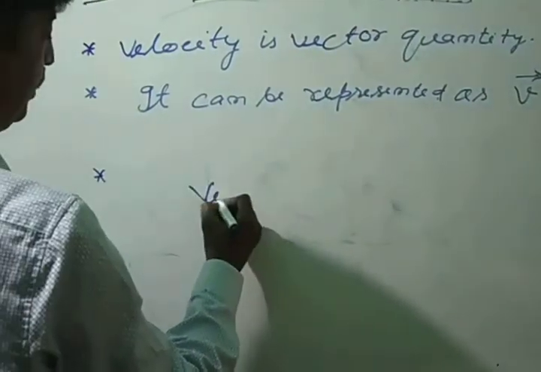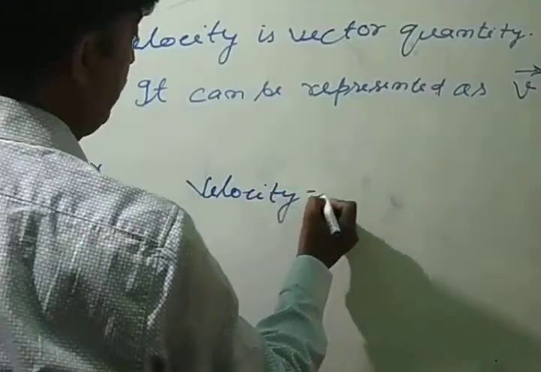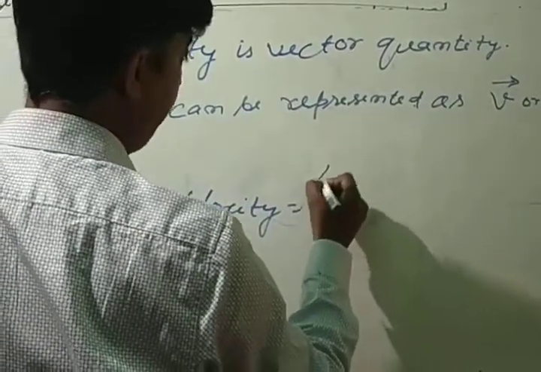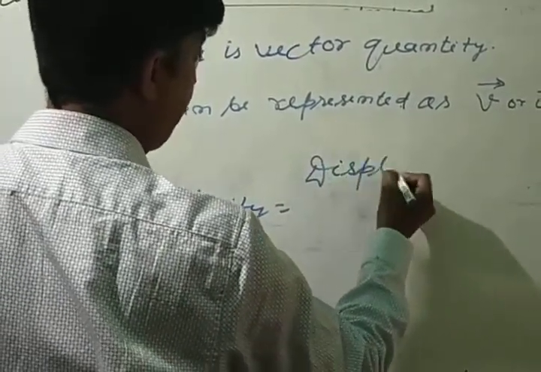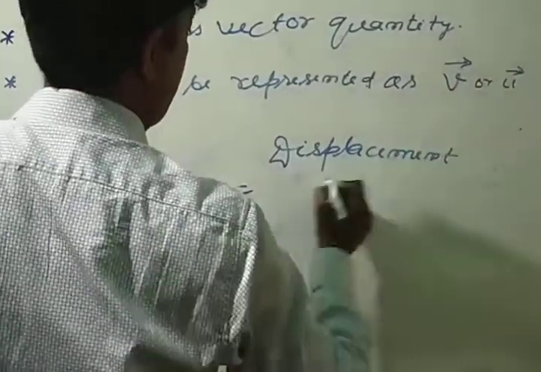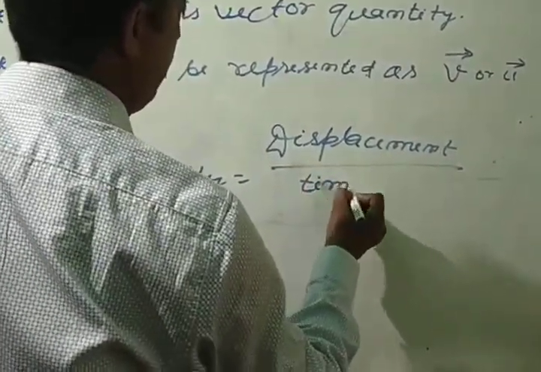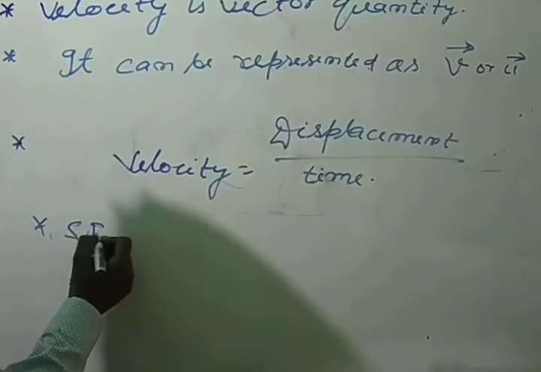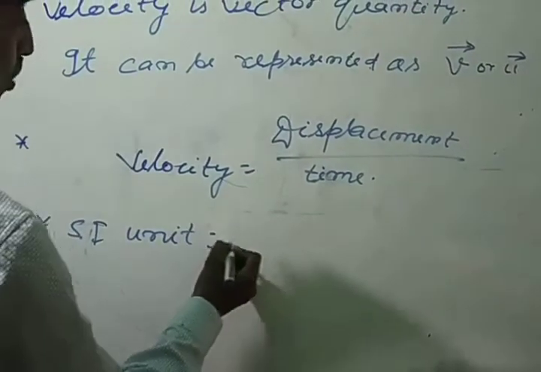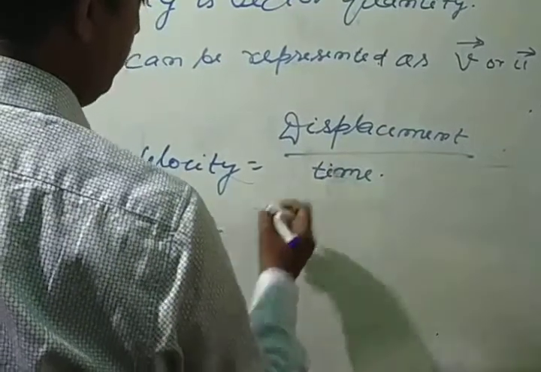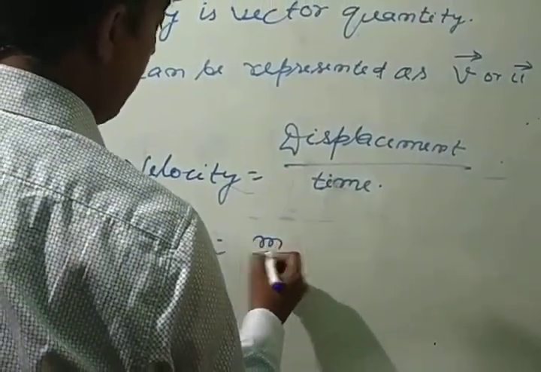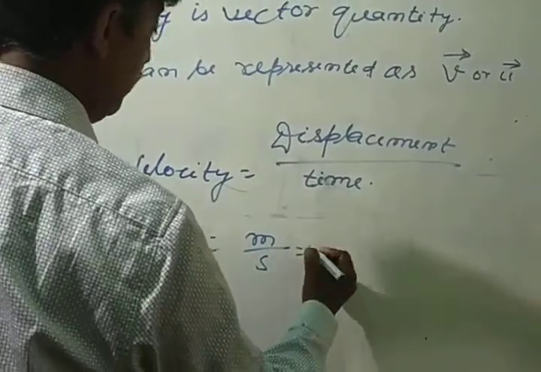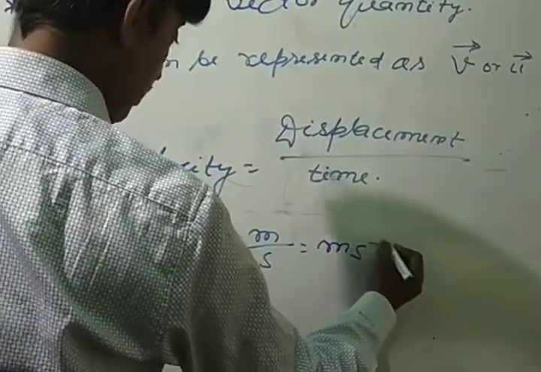The formula of velocity is displacement by time. So the SI unit of velocity is equal to displacement over time. The unit of displacement is meter and the unit of time is second. So the unit of velocity is meter per second.